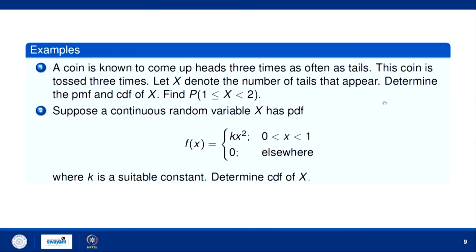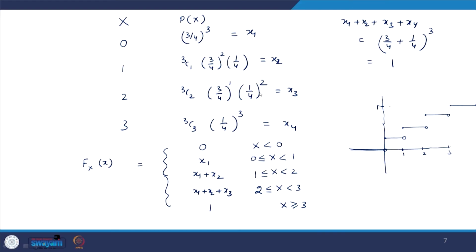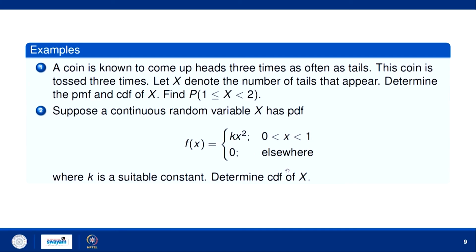Okay. So, this is this type of function. Now, next we want to compute the probability when x is between 1 and 2. That is given here, when x is between 1 and 2, it is simply x1 plus x2. So, you simply add these two terms and you will get the answer for the probability when x is between 1 and 2. Okay. So, this is for the discrete case. Now, let us discuss one for the continuous case.